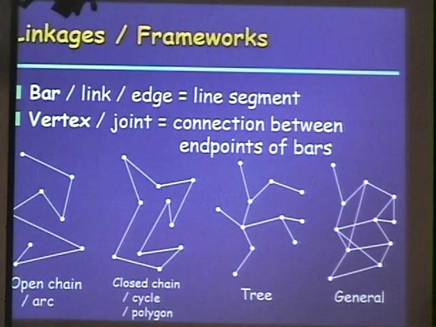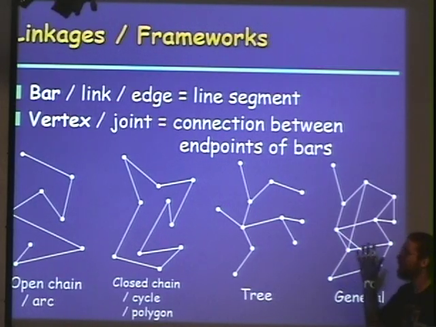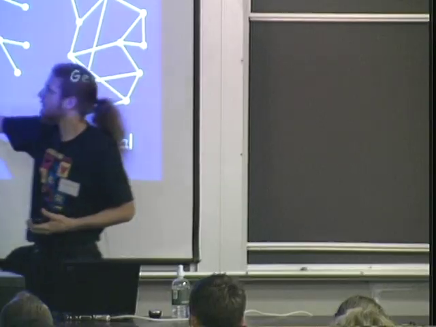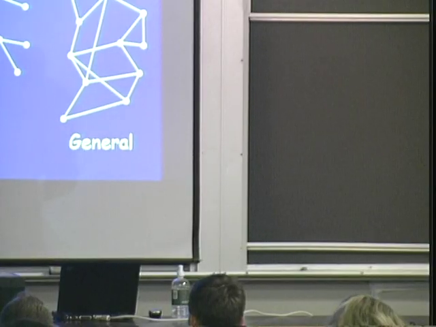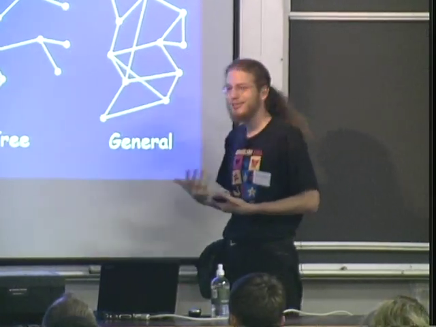So I should finally define a linkage for you. You can think of it as a graph where the edges have specified lengths. Those represent the lengths. The lengths of those edges are fixed. And then you imagine embedding that graph in the plane or in 3 dimensions or wherever you like. The edges are called bars. They're also called links. They're also called edges.